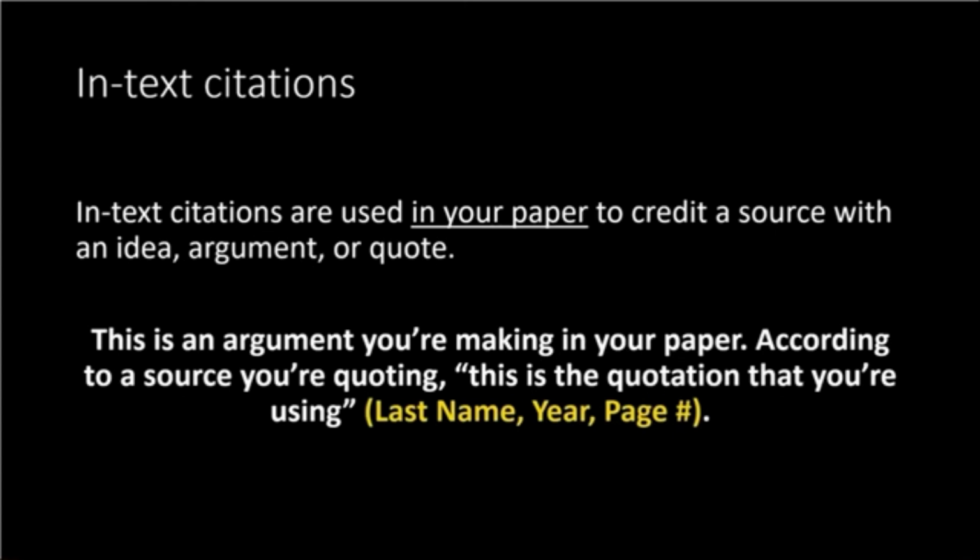In-text citations must be used whenever you quote, paraphrase, or refer to an argument or idea discussed in a source you consulted. In-text citations include the author's last name and the source's year of publication in parentheses after the sentence you are attributing to a source. If you are using a direct quotation, you must also include the page number or numbers where the quotation is found.